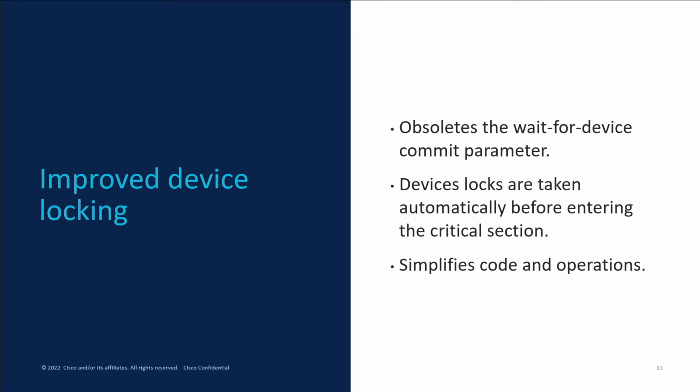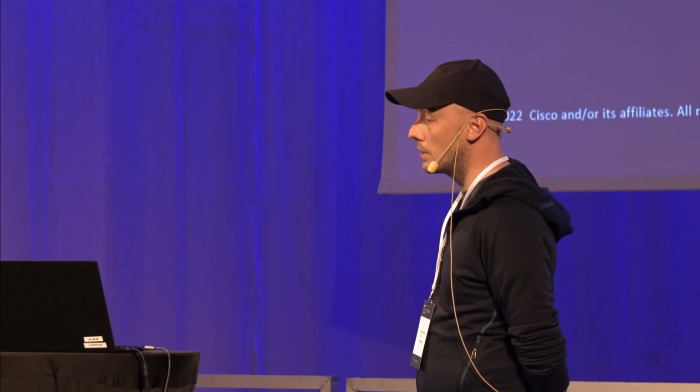Next on the list is improved device locking. Since service invocation was previously done within the critical section, we couldn't determine what devices would be part of the final change set. So the device locks had to be acquired within the critical section, and if they couldn't be acquired right away, we would have to abort the transaction. Now we can take these automatically before entering the critical section and wait until they become available to us. So this will simplify both user code and operations.